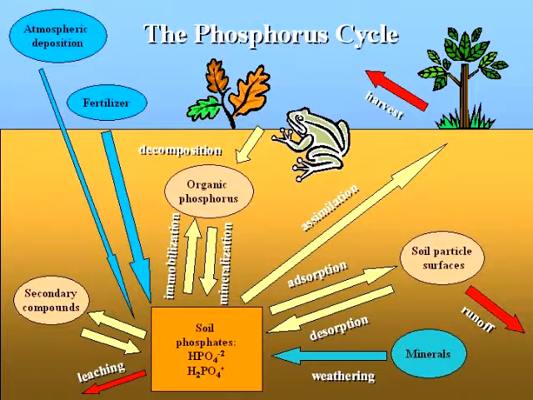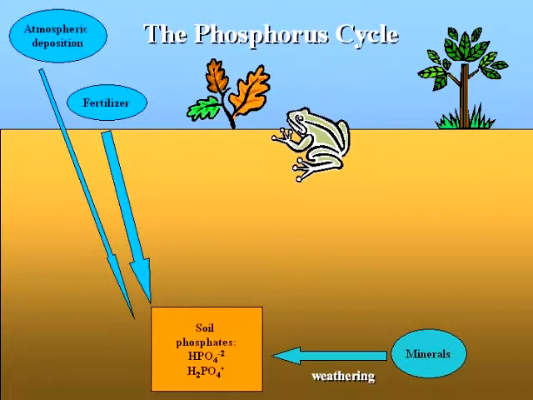So let's focus first on the blue components here, the inputs. There is an atmospheric input from particulates in the atmosphere. There's also a phosphorus-bearing gas that exists in low concentrations in the atmosphere. But generally speaking, the atmospheric contribution to the phosphorus cycle is minimal. The vast majority of phosphorus cycling occurs between living organisms and soil and minerals.